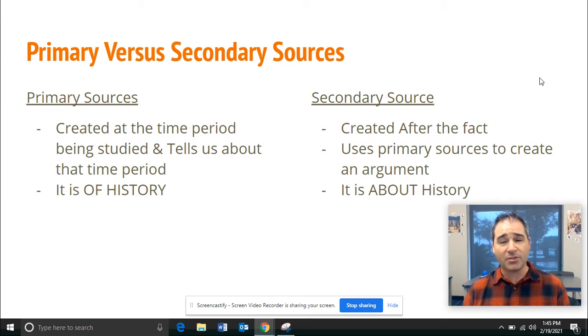Secondary sources, on the other hand, are created after the fact. Usually, when we talk about secondary sources in our modern context, we're talking about modern pieces of scholarship. They use primary sources to create an argument. These are things about history. Oftentimes, secondary sources are created using primary sources as evidence.